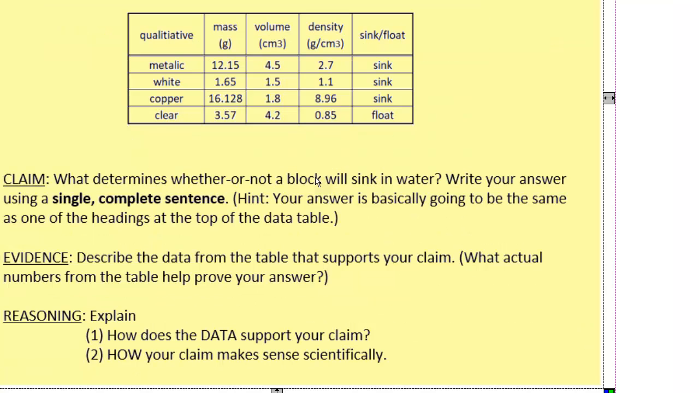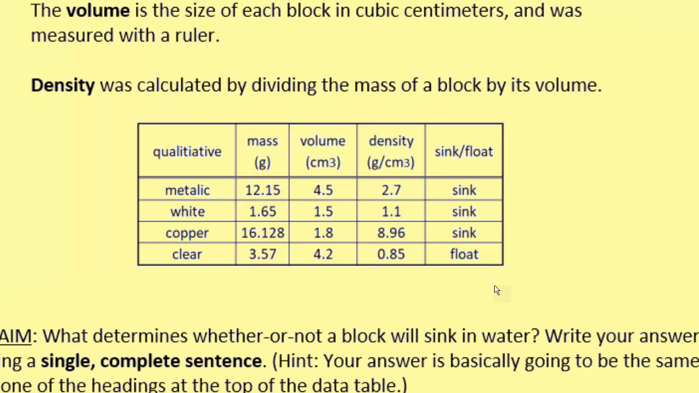So let's focus on this data table right here. Look through this data table, and what are you noticing? All right. So one thing I do want to point out, I'm looking at sinking and floating, and I notice that these three sink and this one object floats. So what we want to do is look for patterns over here in this part. What over here matches sinking and floating?